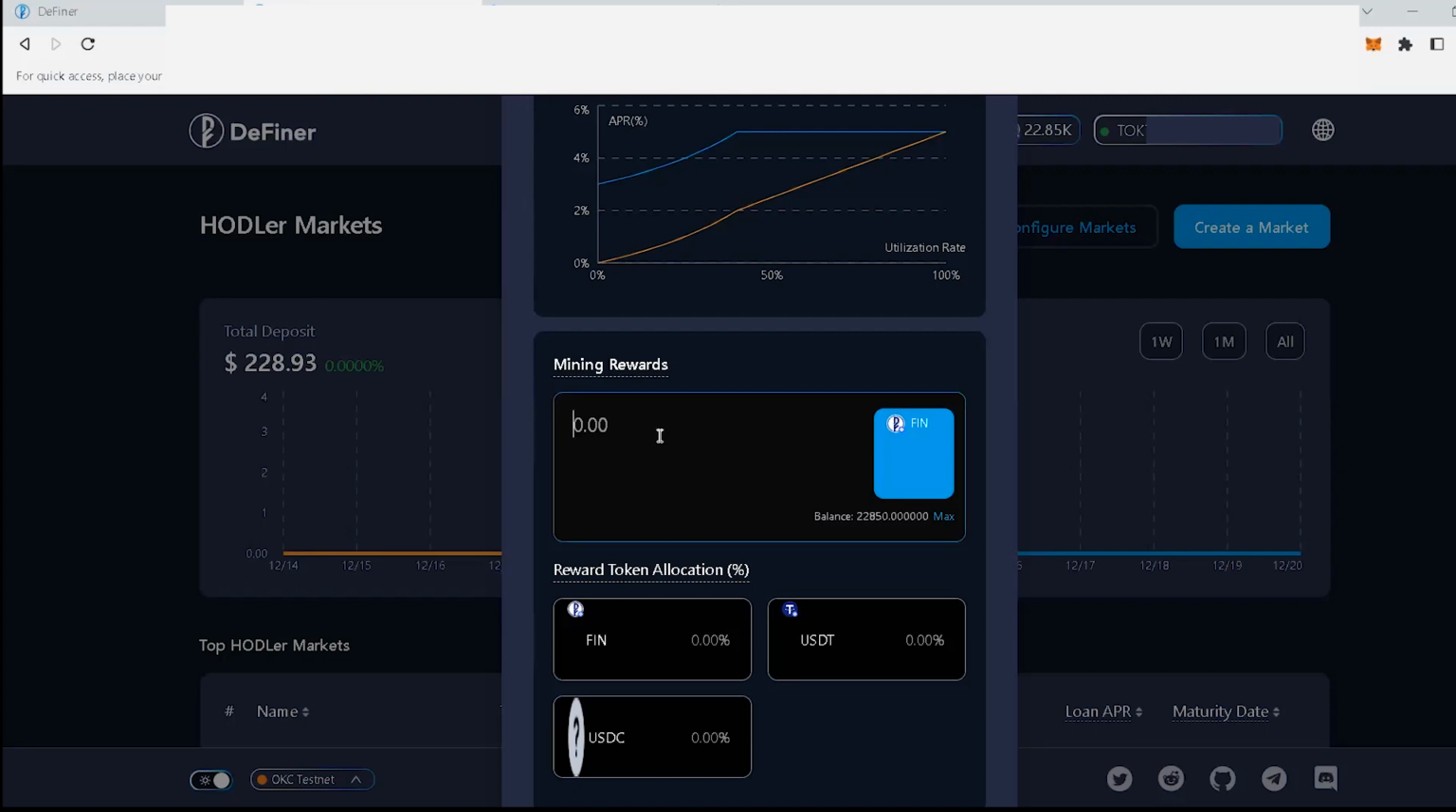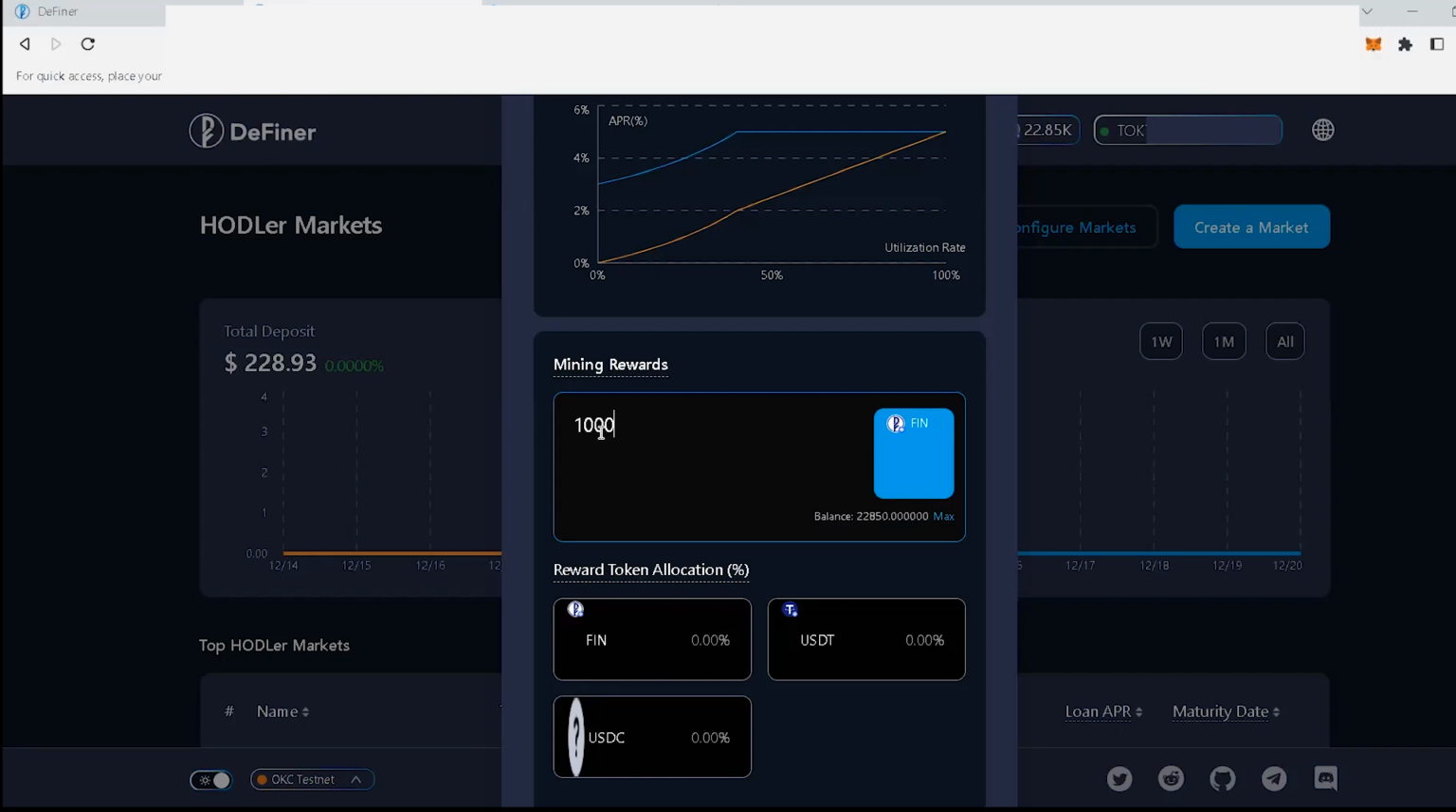This first empty box that you see here is for the total amount of rewards denominated in the base token of your market that you will be dedicating to this HODLer Market. At the bottom right corner of this box, you will see the total balance of the token in your wallet. You can input the amount of rewards up to the total balance available in your wallet. Say if you hit max. In this example, I will do 1,000 tokens, in this case spin tokens, for mining rewards for my HODLer Market.